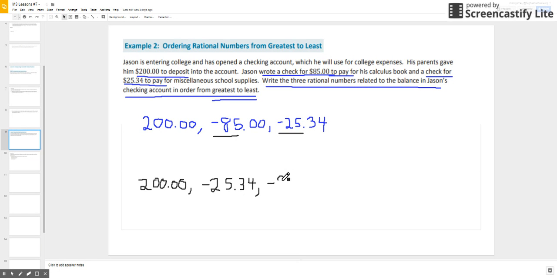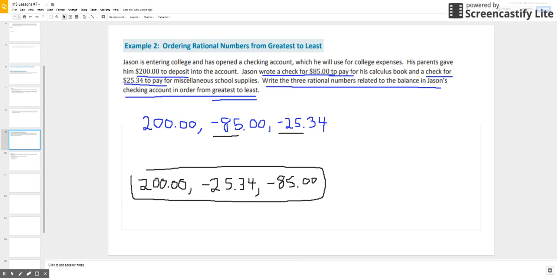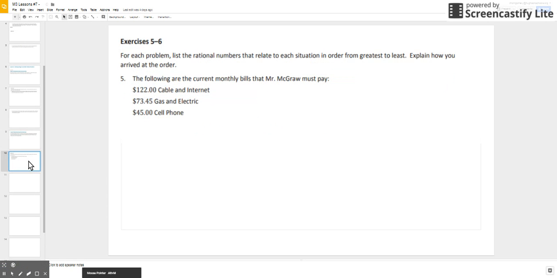All right, so there you go. Going from greatest to least, we have the positive number coming first and the bigger negative, the smallest number, coming last. If you look at the next one, I want you to try this on your own. I want you to try number 5 on your own. Read through it, write it in the order it's asking for, and then check to see how I did it.